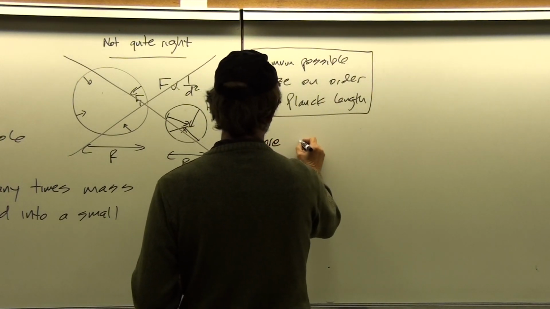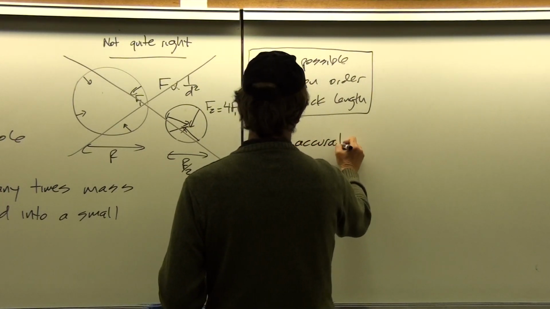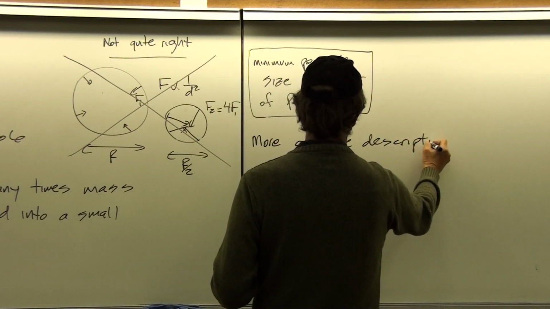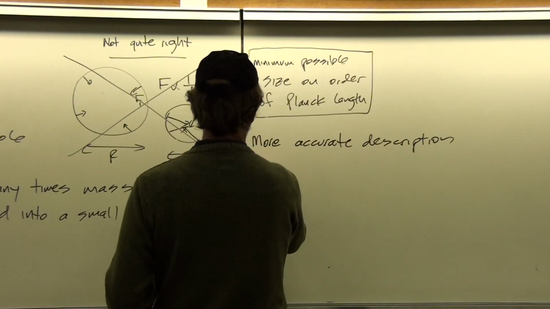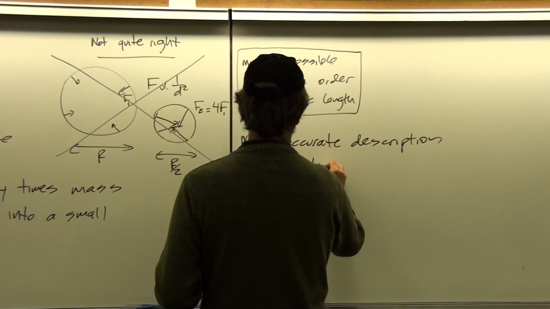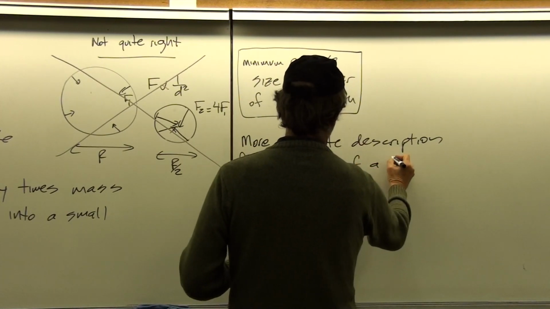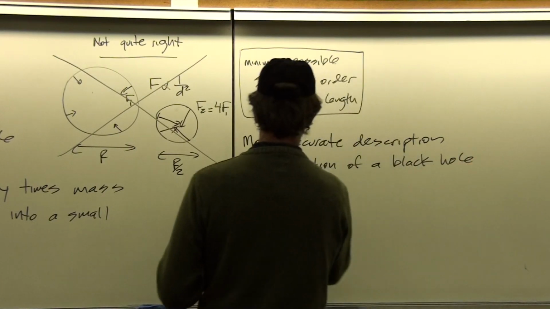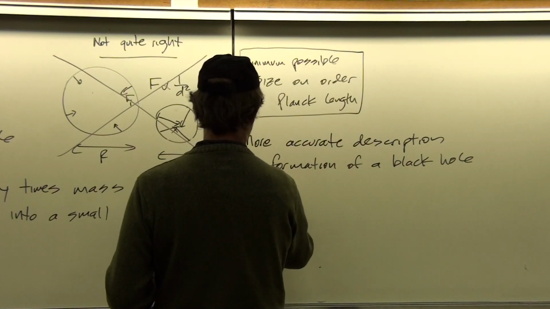So a more accurate description, up to a certain point at least, for the formation of a black hole uses curved space and time.